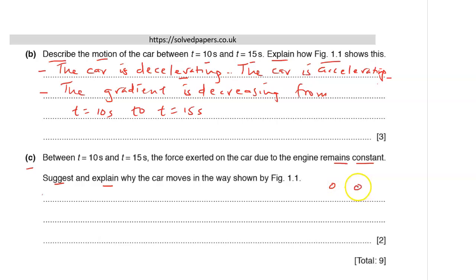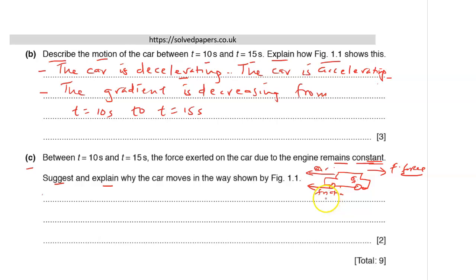So if this is the car, let me just draw something small here to explain this point. If this is our car, of course the steering wheel is there and it's going in this direction, right? Then there are backward forces due to friction and another backward force due to air resistance. The friction remains the same. This is the forward force. We are told the forward force remains constant, and for it to reduce the acceleration, the backward force should be greater than the forward force.